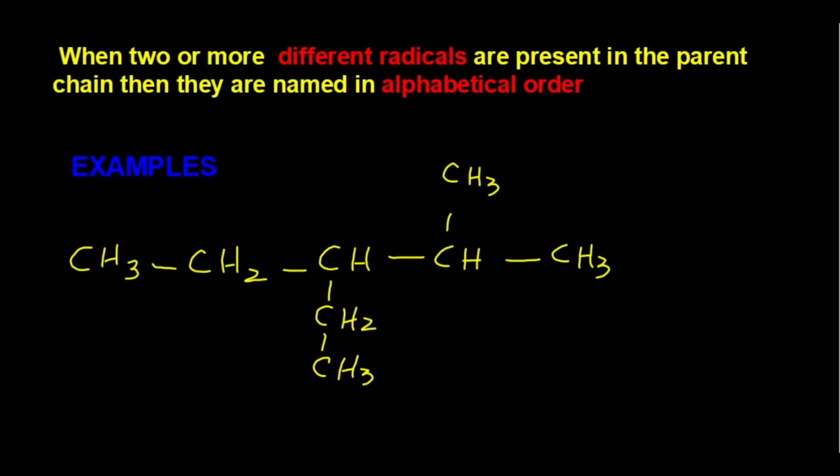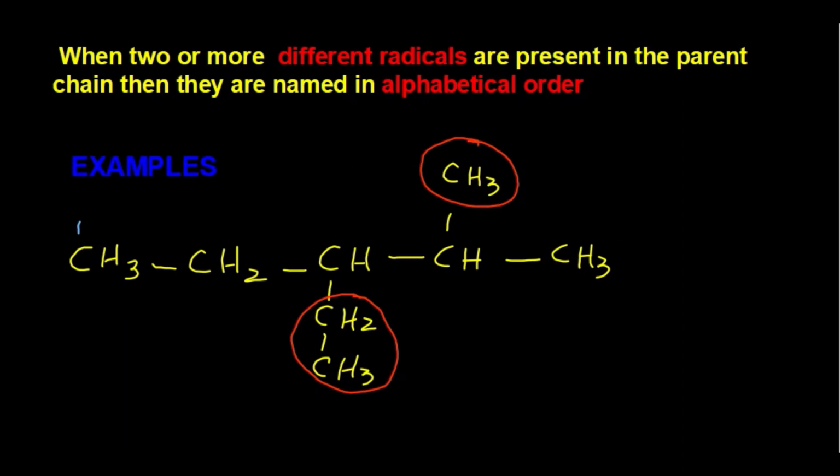Now we will see what radicals are attached to the parent chain. Here we have 1 radical made up of a single carbon atom. The name of this radical is methyl, and this radical, which is made up of 2 carbon atoms, is ethyl. One radical is methyl, another is ethyl. Then do the numbering of the parent chain to assign the lowest number to these radicals.